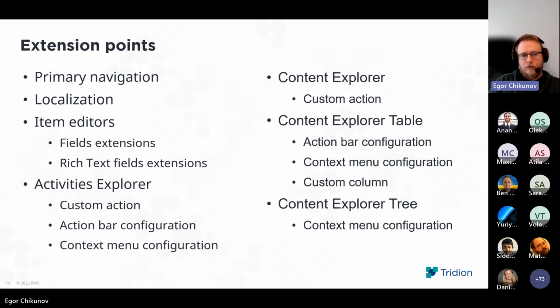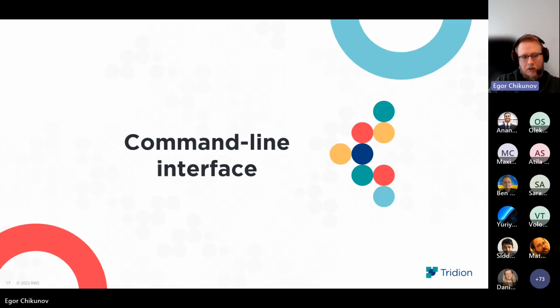We provide extension points for item editors. So those are extensions for fields and our rich text editor fields, which is a bit of its own beast because it has its own extension points, so to speak. We provide extension points for Activities Explorer with custom actions, custom action bar configuration, context menu, and Context Explorer extension points that I already mentioned.